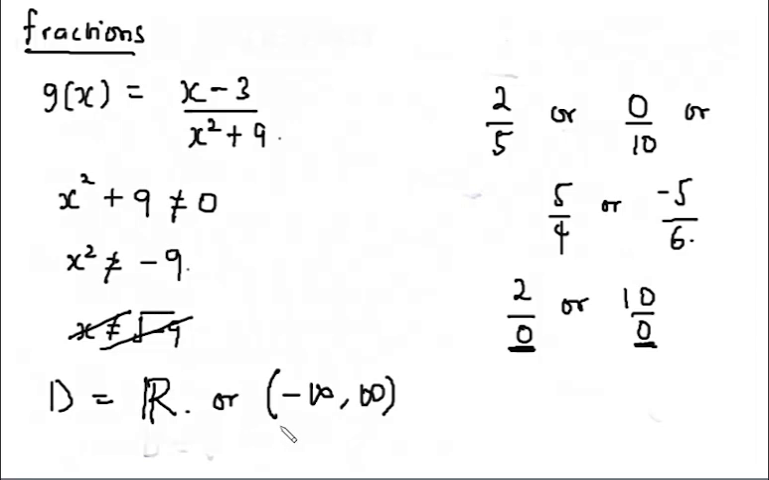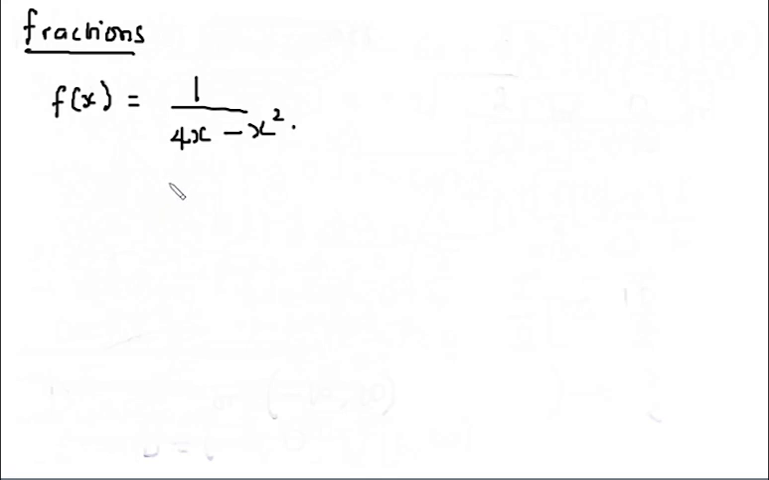Okay, so let's pick another example. For this example, we just pick the denominator and solve for it. So we must make sure that 4x minus x squared is not equal to 0.